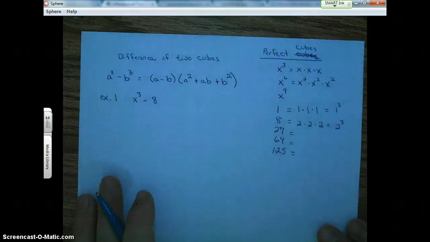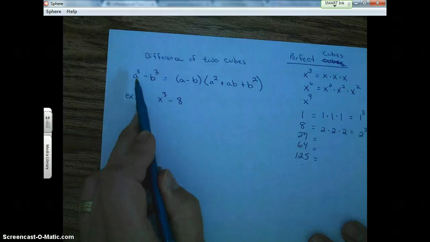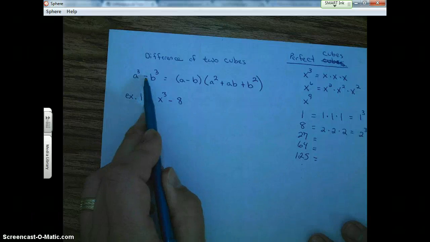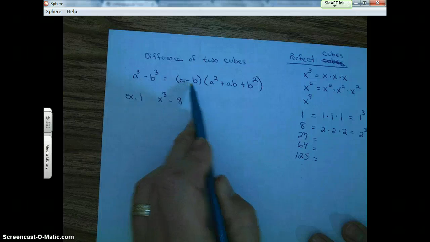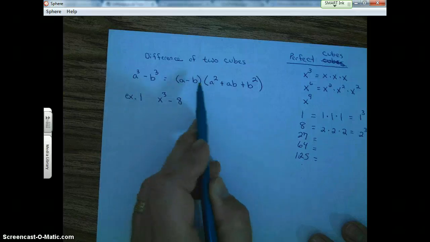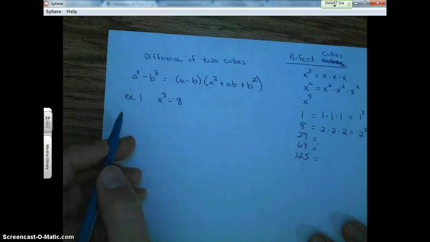Okay, so the key here is we're going from this format. We have two perfect cubes, and it's a difference. We're trying to factor it, and here's the two factors that you should be able to get if you have the difference of two cubes. So let's look at an example.